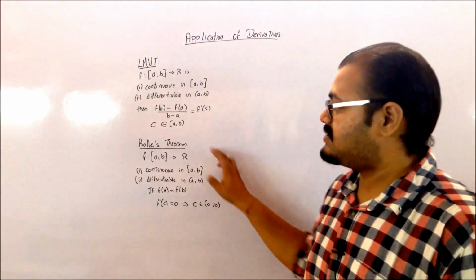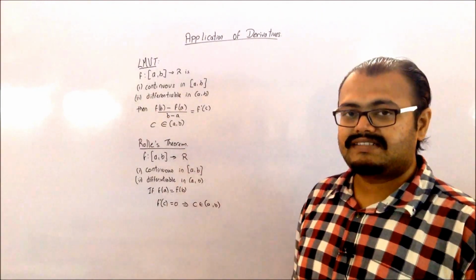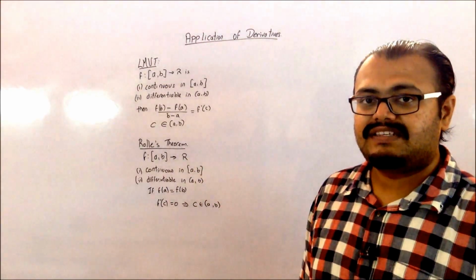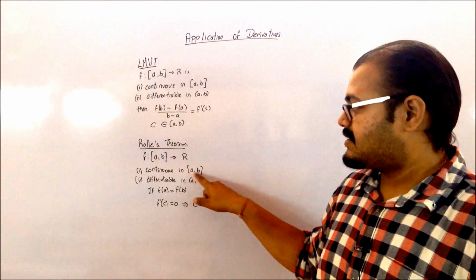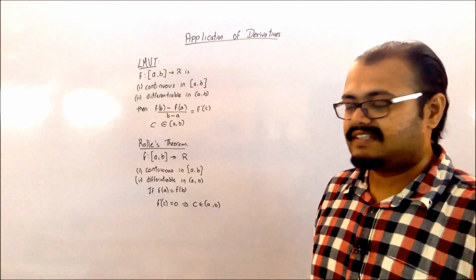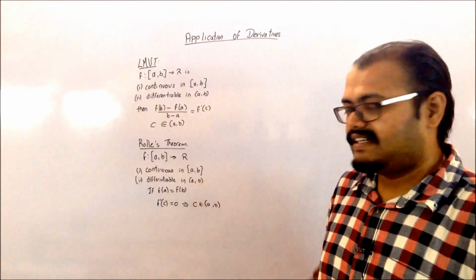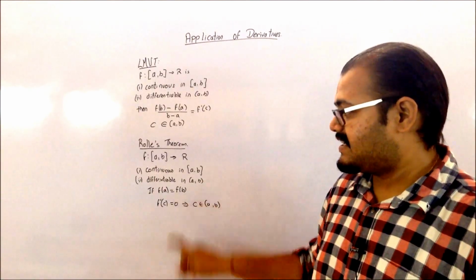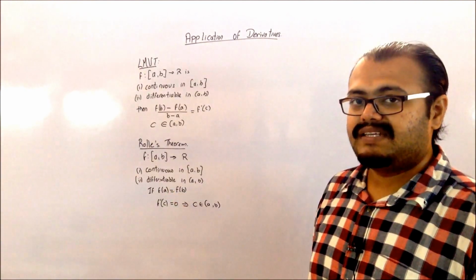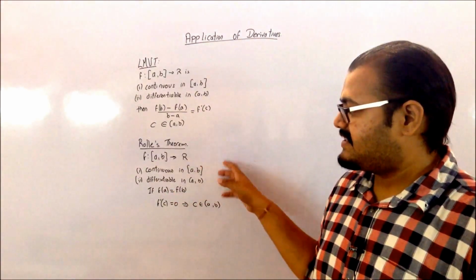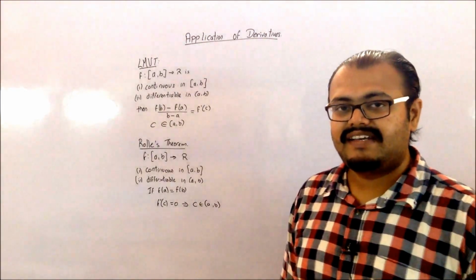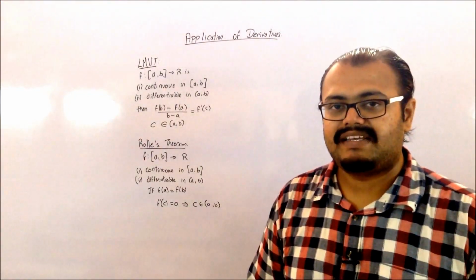Next, we move on to Rolle's theorem. For Rolle's theorem, you require again the same two conditions: the function is continuous in the closed interval [a, b], and in the open interval (a, b) it should be differentiable. After those conditions are checked, there is a third condition, that is f(a) is equal to f(b). So for Rolle's theorem, I require these three conditions to be satisfied. Then only Rolle's theorem can be applicable.